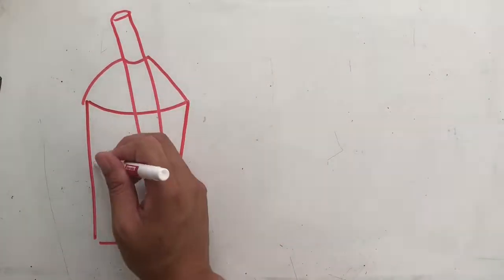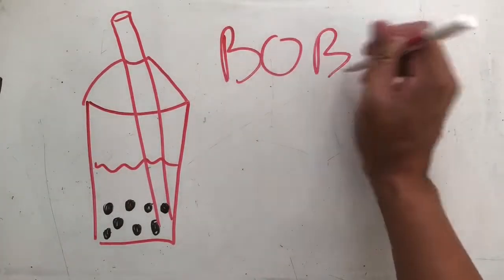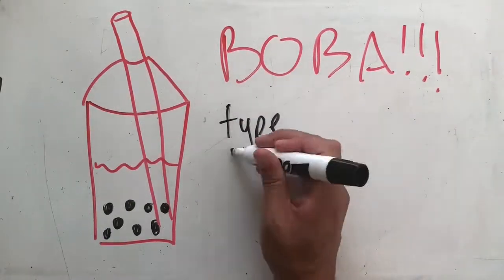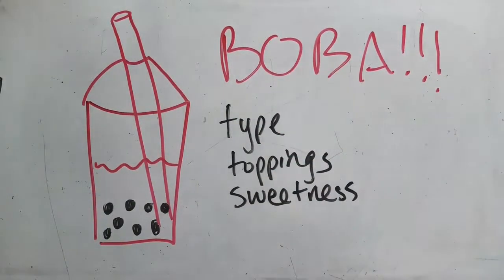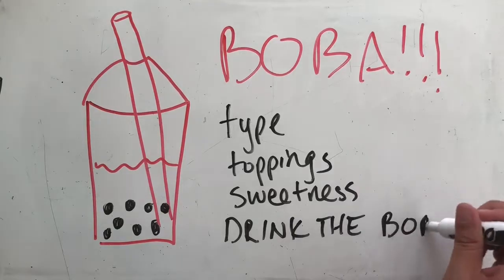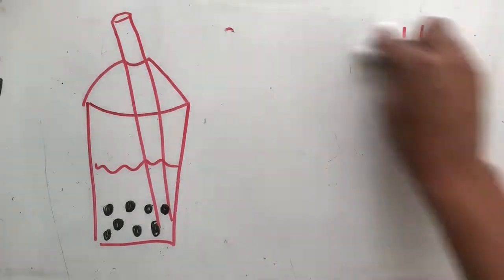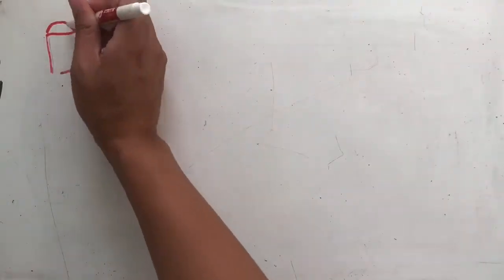I think to understand these concepts better, we can use an example that we all know very well. Boba! The variables that we'll use in this example will be type, toppings, and sweetness level, while the action that we'll have, or the method, will be, of course, to drink the boba. Now let's actually start writing some code.